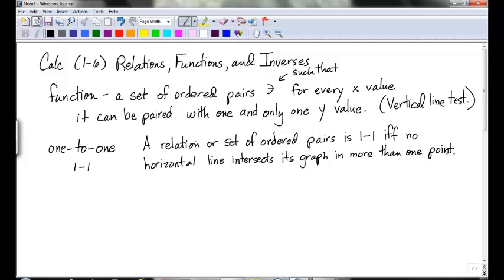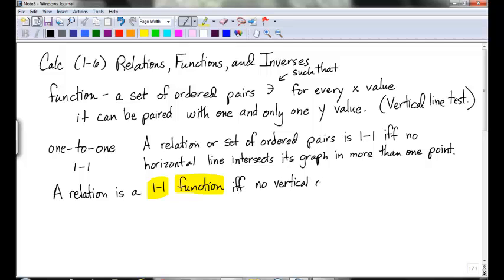Okay, so a relation is a one-to-one function. That means if it's one-to-one and it's a function, it's got to pass both the vertical and the horizontal. The relation is a one-to-one function, IFF, if and only if, no vertical or horizontal line intersects the graph in more than 1 point.